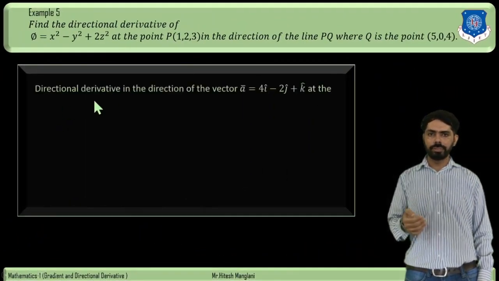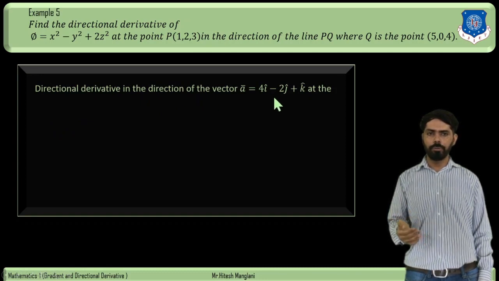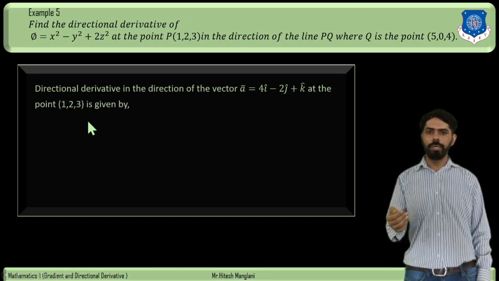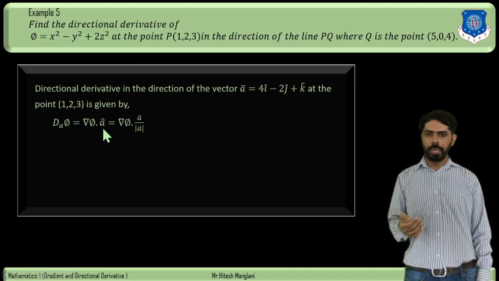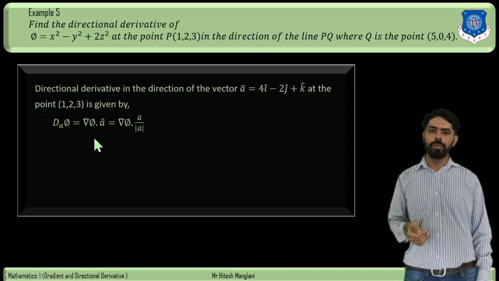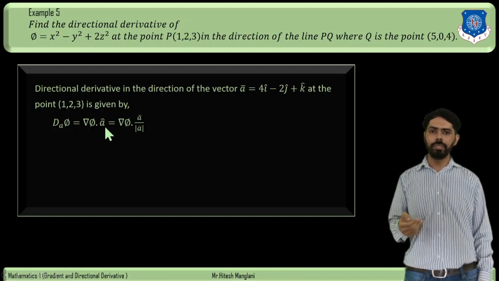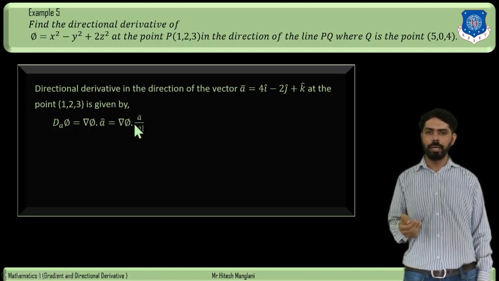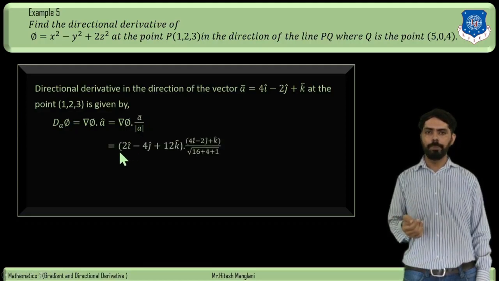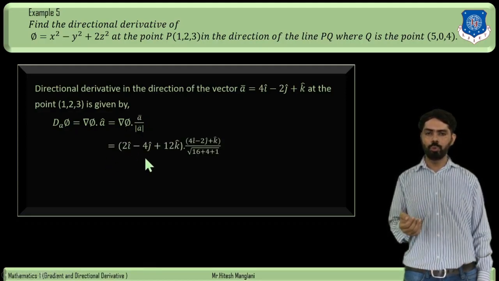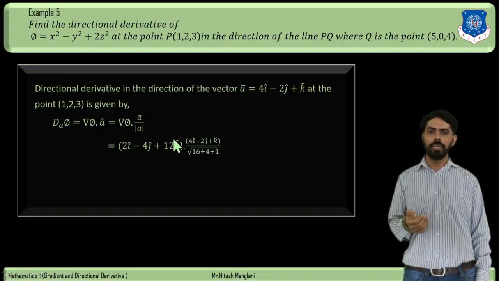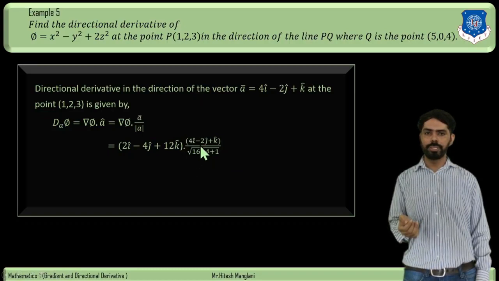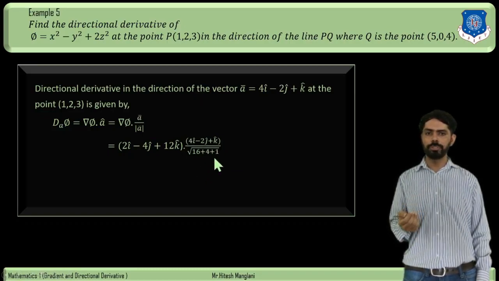Now the directional derivative in the direction of vector a bar, 4i minus 2j plus k, at the point (1, 2, 3) is given by grad phi dot a cap, because the directional derivative is the dot product of grad phi and the unit vector in the given direction, and the unit vector is defined as a bar divided by its magnitude. So here grad phi, which we have already found, is 2i minus 4j plus 12k, dot a bar, which is 4i minus 2j plus k, whole divided by its magnitude, which will be root of 16 plus 4 plus 1, because 4 square is 16, minus 2 whole square will be 4, and 1 square will be 1.